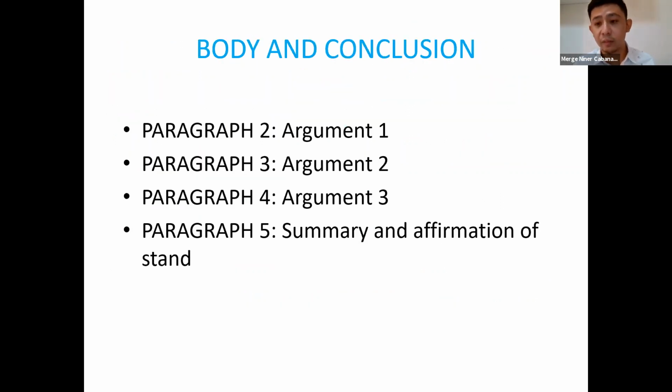Yes, Leslie, you raise your hand. Sir, can I ask question? Yes, sure. I just want to clarify lang po. Dun po sa general overview po, it doesn't necessary po na another paragraph po siya. Pwede po siyang idugtong sa introduction right away.